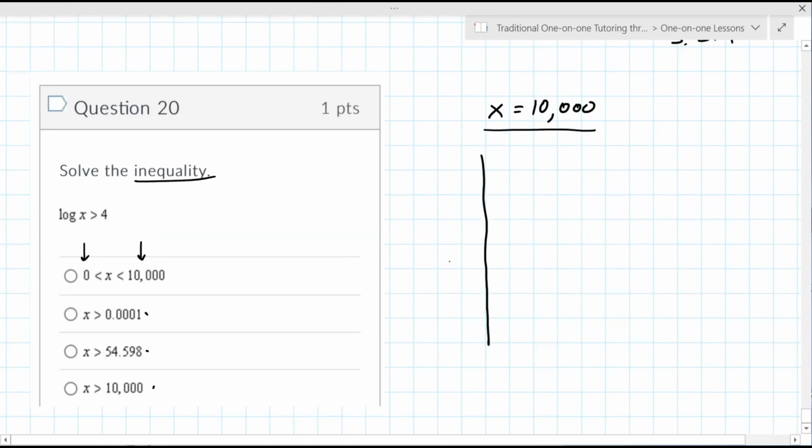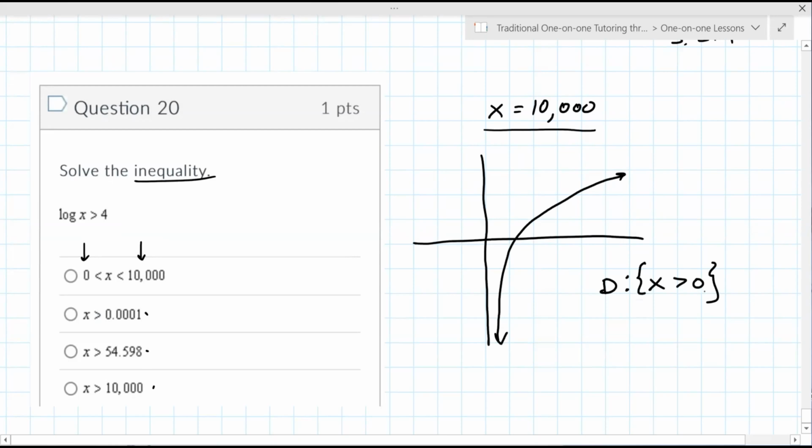The graph of log X looks like this, and I don't expect you to care what the graph looks like, but I do need you to remember that the domain is X greater than 0. That's important because you can't just ignore the fact that you can't have negative values. Now, see all of these are greater thans, so these are all okay. But this one says from 0 to 10,000, meaning you can only go from 0 up to 10,000, but not greater than 10,000. So we have to decide here, is it greater than 10,000, or is it between 0 and 10,000?